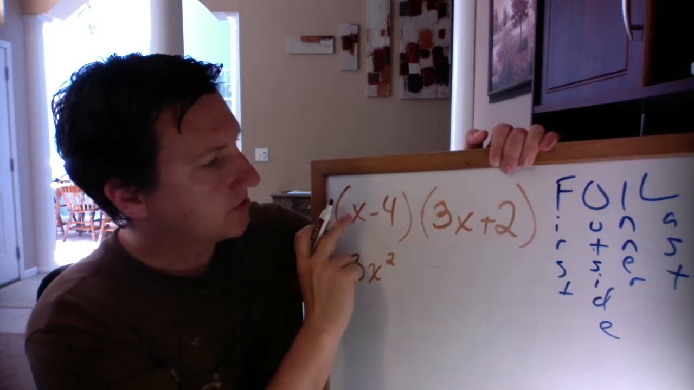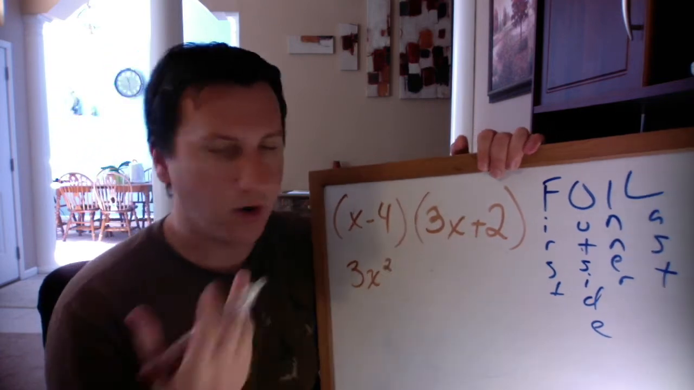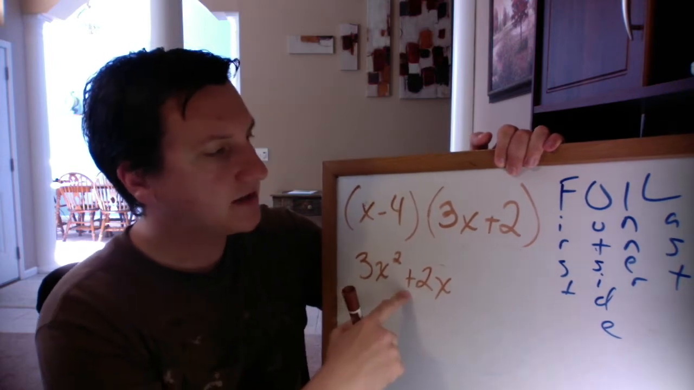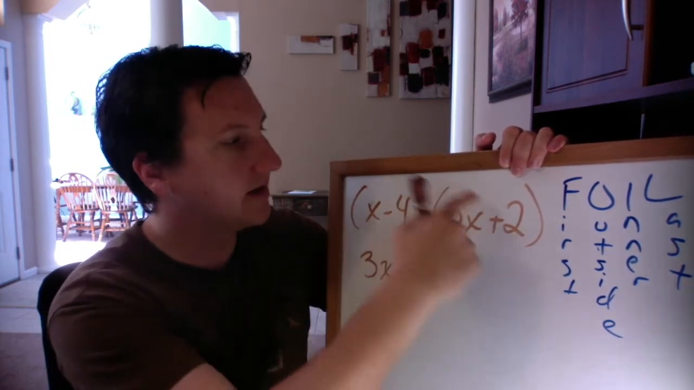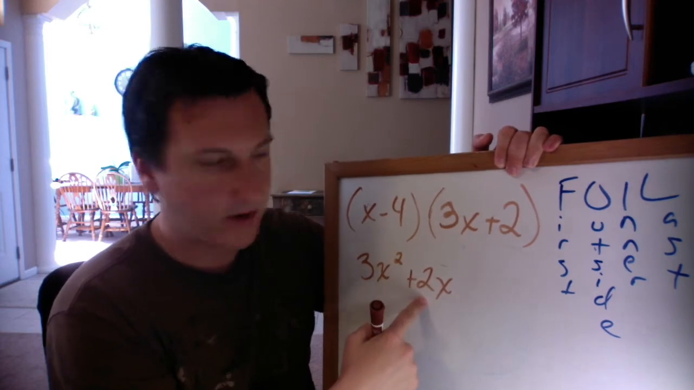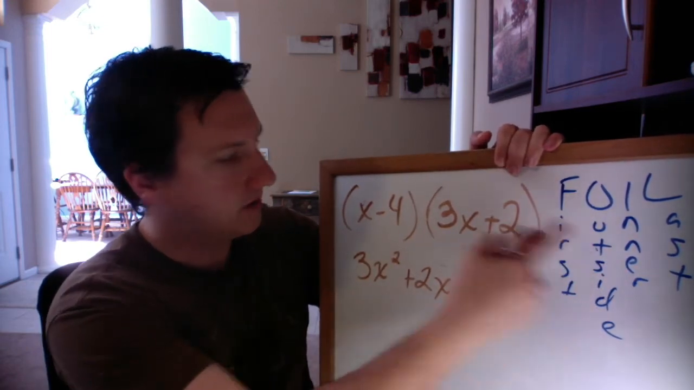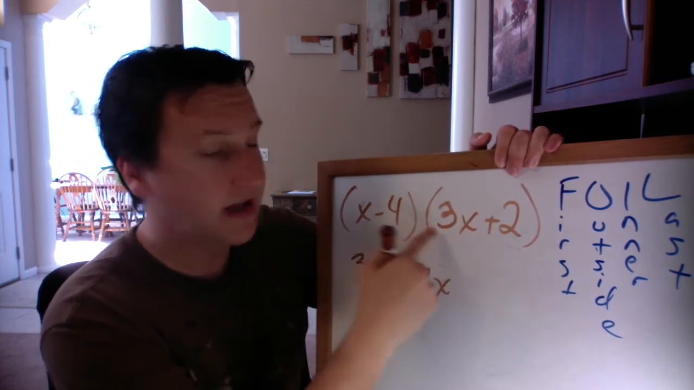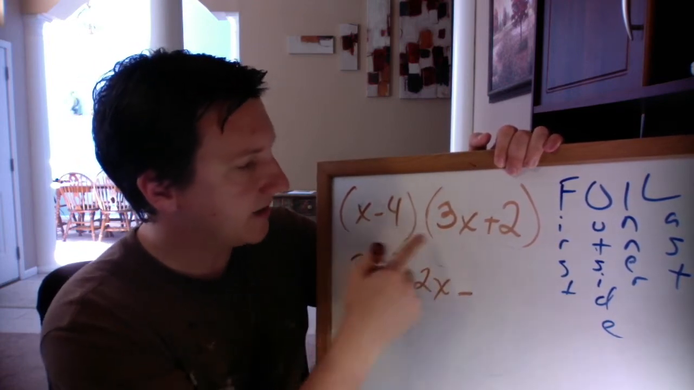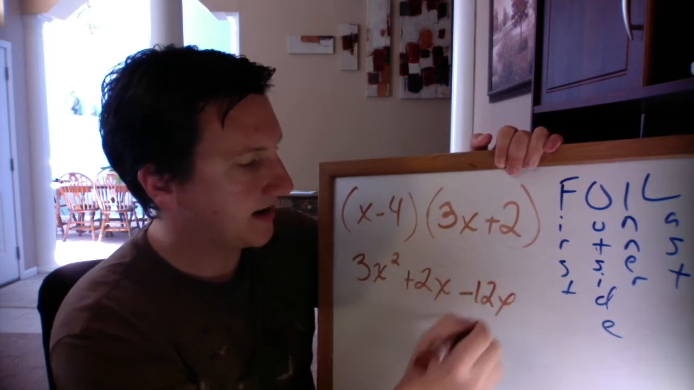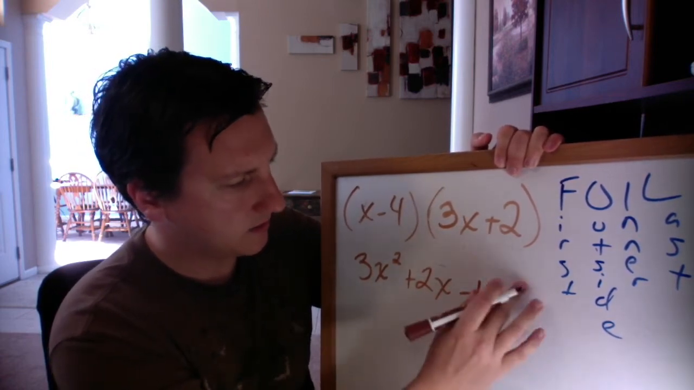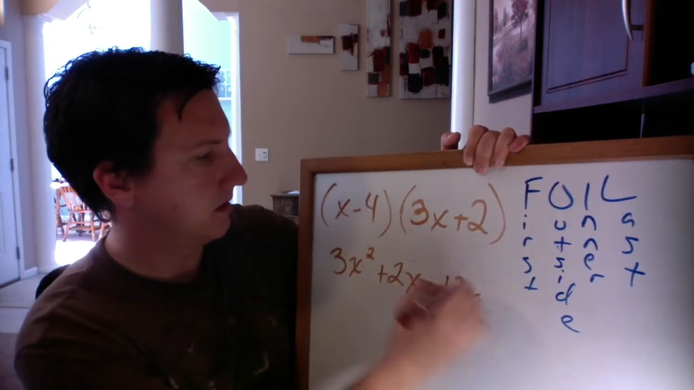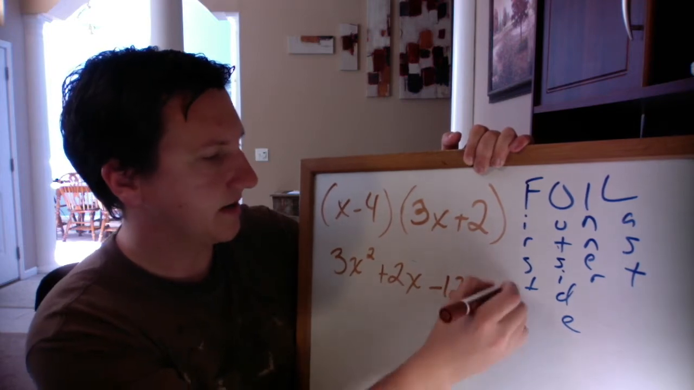Outer, or outside, so that x times the 2, well, what is x times 2? It is 2x. And I put a plus there because it's a positive 2. So it's positive x times positive 2 is positive 2x. And now the inner, negative 4 times 3x, or positive 3x. So a negative times positive is a negative. Negative 4 times 3x is negative 12x. And then last, negative 4 times positive 2 is negative 8.